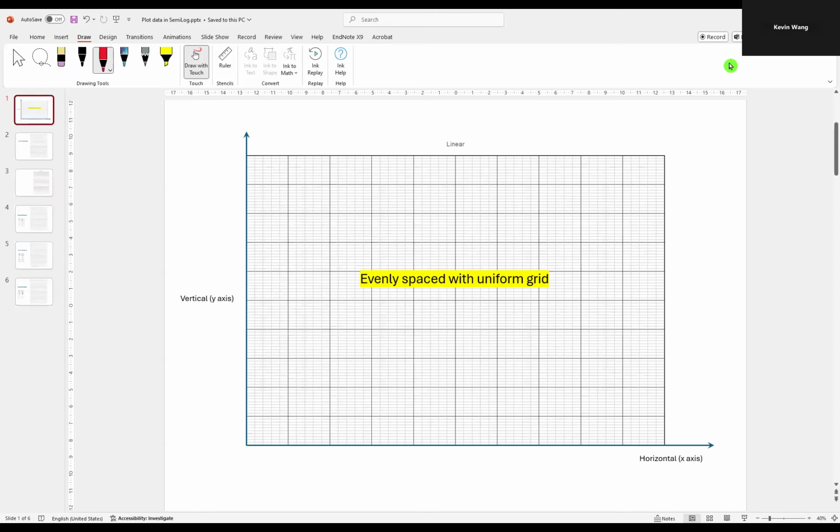In this video, I'd like to show you how to plot the data in a semilog paper. Before starting, I'd like to show you the linear paper, which is much easier to do. In a 2D plane, the linear paper has two axes, the x-axis and the y-axis. Usually the x-axis is a horizontal one, and the y-axis is a vertical one. We call it the linear paper because all the intervals, regardless of x-axis or the y-axis, are evenly spaced with uniform grids, right? So you can see between any two intervals, the distance is exactly the same.